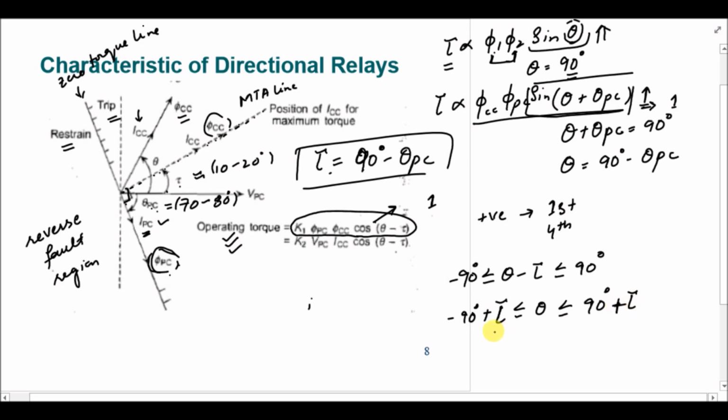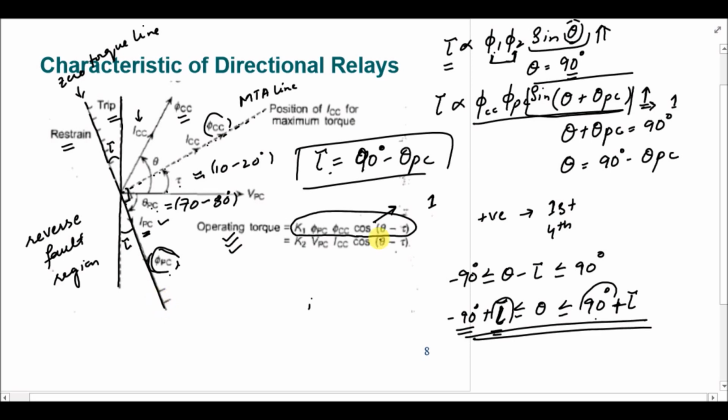So if there is no tau in this inequality, then this will be your zero torque line. But now we have to add tau in minus 90 degree as well as in 90 degree. So this zero torque line, if there is no tau, will be tilted by an angle tau, which is this angle and this angle. So these two angles will be equal to tau. So that's why this zero torque line is tilted by an angle tau.